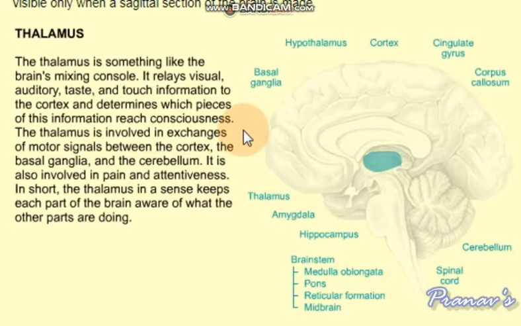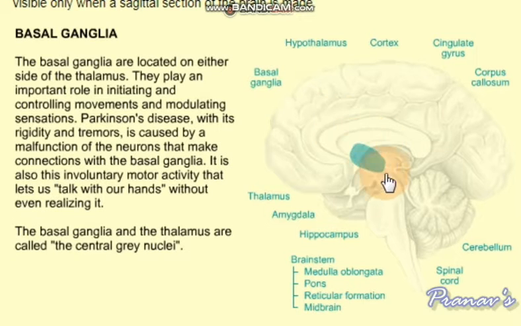Observe the location of basal ganglia. The basal ganglia are located on either side of the thalamus. They play an important role in initiating and controlling movements and modulating sensations. Parkinson's disease, with its rigidity and tremors, is caused by a malfunction of the neurons that make connections with the basal ganglia. It is also this involuntary motor activity that lets us talk with our hands without even realizing it.